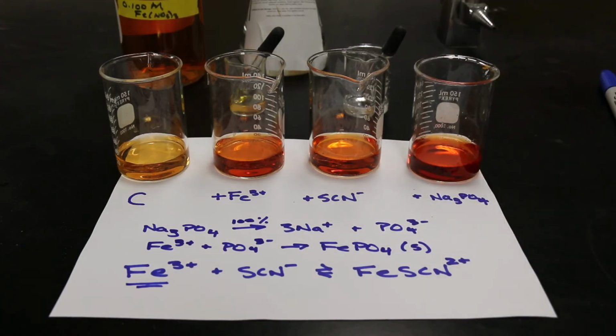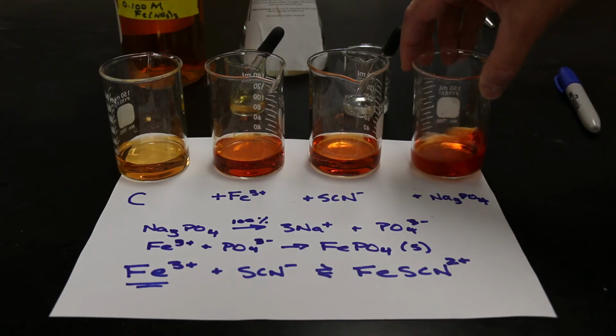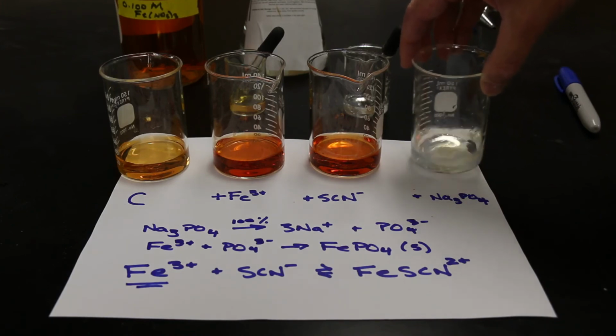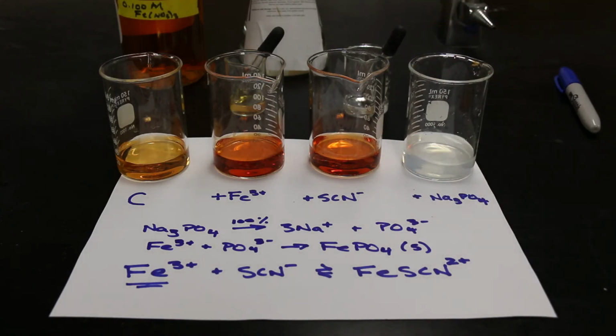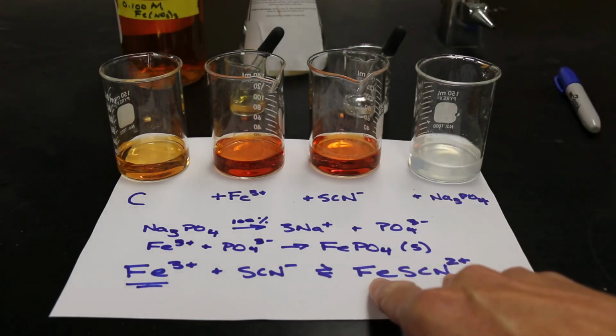So let's add a little bit of this sodium phosphate, see what happens. So drop in a few salt. We'll swirl it to let it dissociate, and the solution goes clear. So what's going on in this case? Well, when the solution goes clear, clearly we're losing the iron(III) thiocyanate complex.